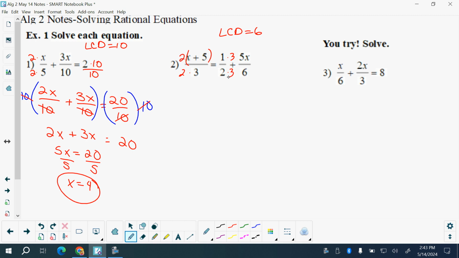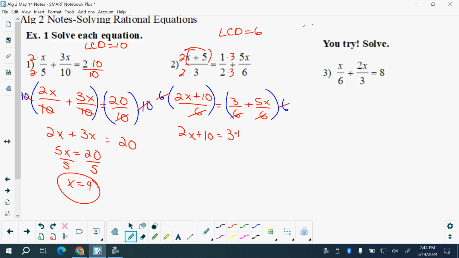So we get, this time, what do I have to do with the 2 and the x plus 5? Distribute. So I get 2x plus 10 over 6 equals 3 over 6 plus 5x over 6. And then what's my next step? Multiply by 6 on both sides. Again, because it's an equation. So those denominators cancel. And we get 2x plus 10 equals 3 plus 5x.